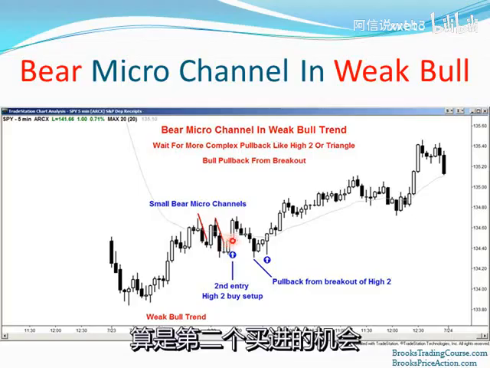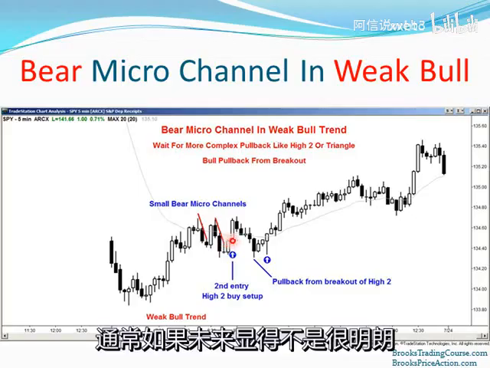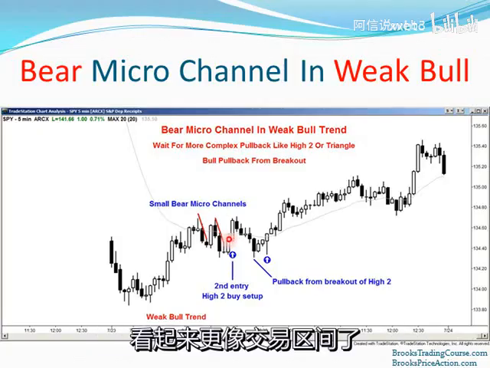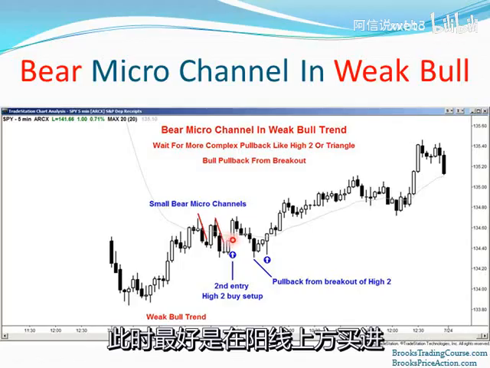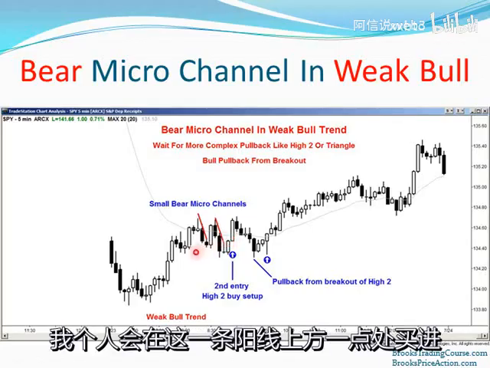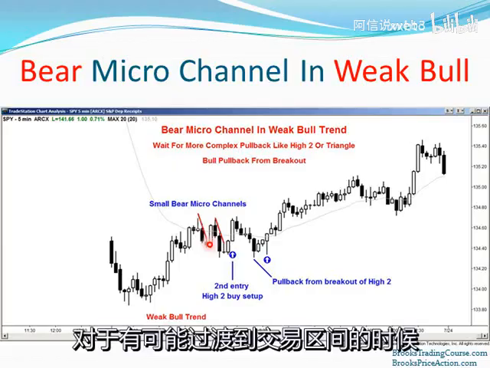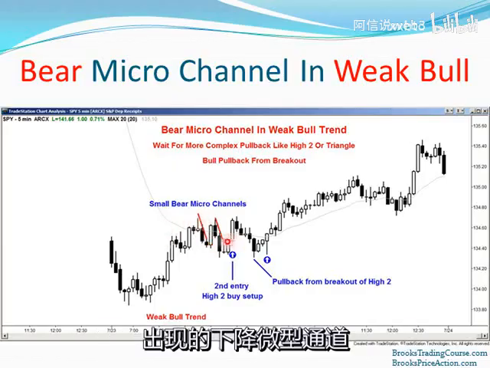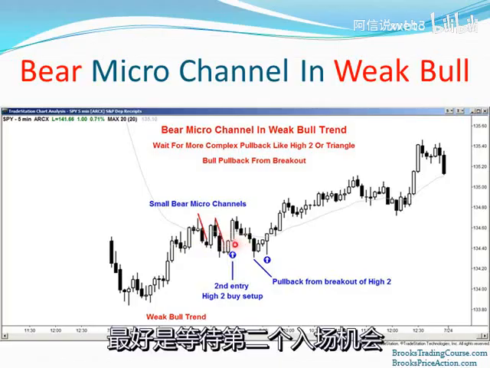In general, when the picture starts to become less clear, more trading range behavior, it's better to be buying above the high of a bull bar. So I would buy 1 tick above the high of this bull bar. So again, a bear microchannel in a market that might be transitioning into a trading range, better to wait for a second signal here.